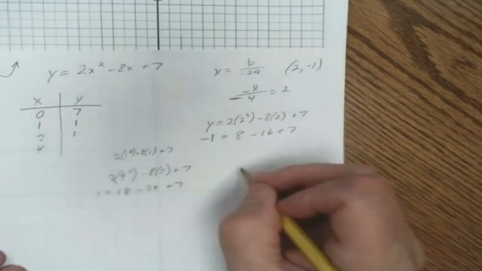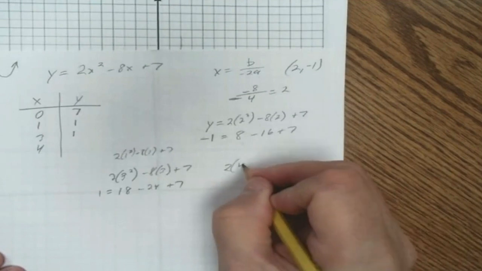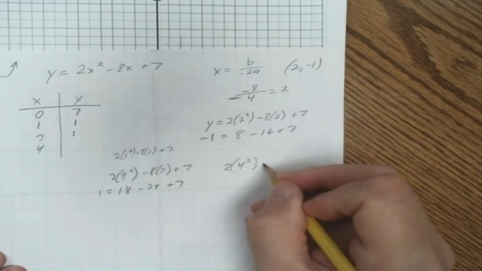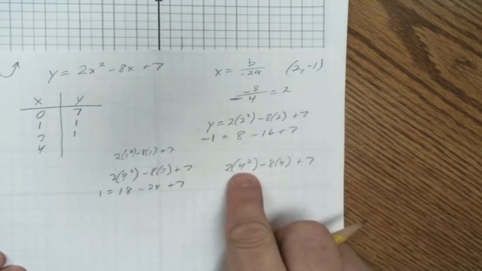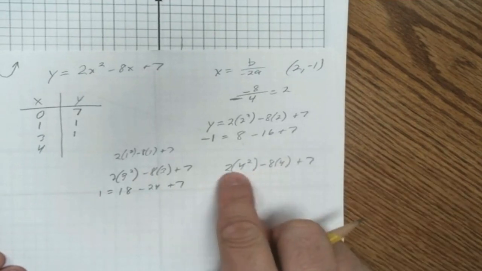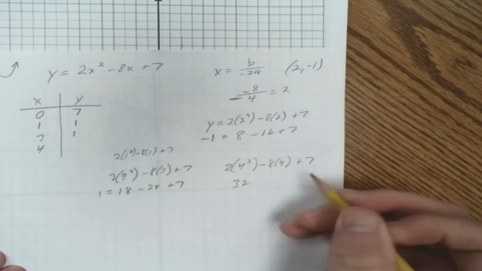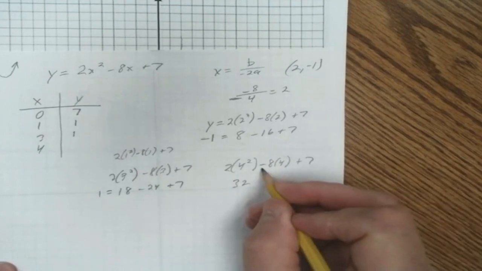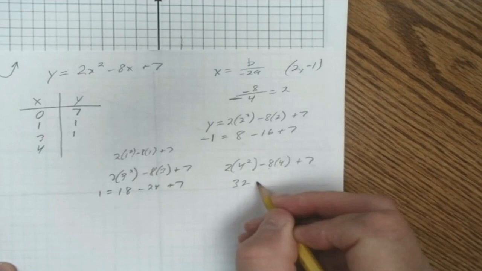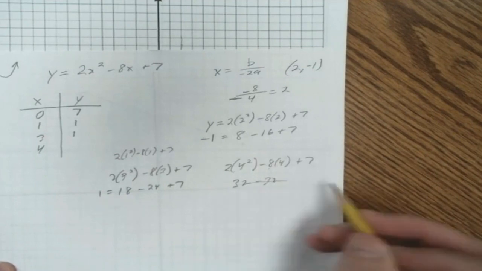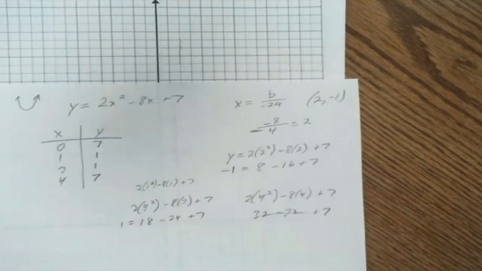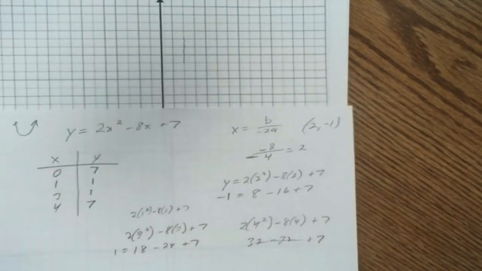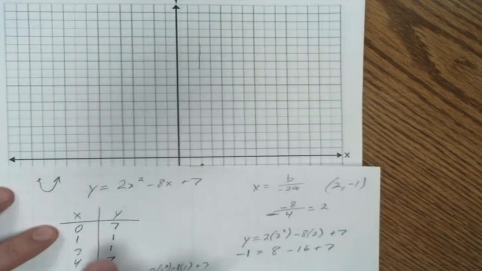And now let's evaluate it for 4. 2 times 4 squared minus 8 times 4 plus 7. 4 squared is 16. 2 times 16 is 32. We got negative 8 times 4. That's negative 32. Okay, those cancel each other out. 32 minus 32, so we just have plus 7. So 7. So if we graph that, we have the point (0, 7).